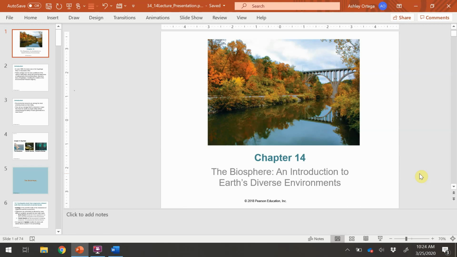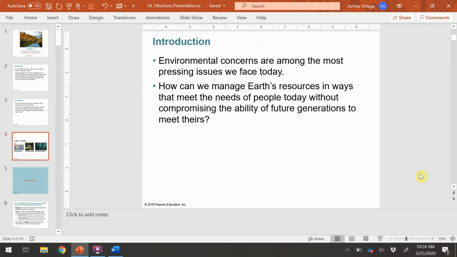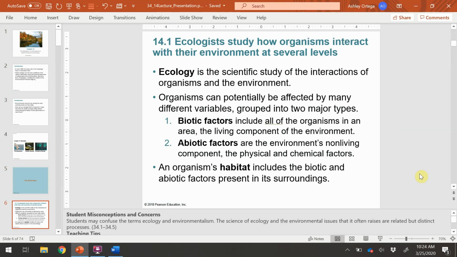And so here we are in chapter 14 that covers the biosphere. So this is the ecological study of the earth essentially. And so we're going to take a look first at the slide down here. And define ecology. Ecology is the scientific study of the interactions of organisms and the environment. And so this aspect of science focuses on how those organisms change the environment, how they affect the environment, and in turn how that environment affects the organism.